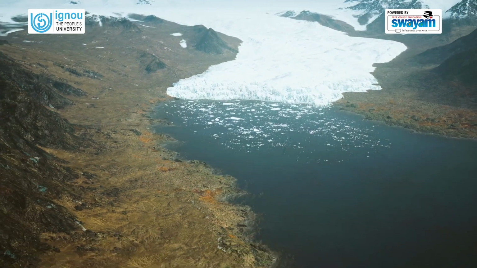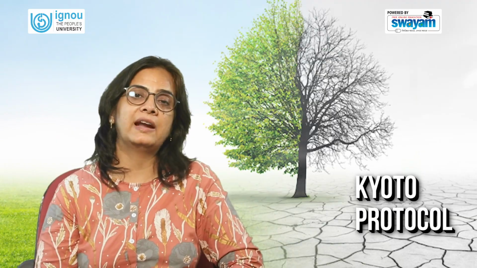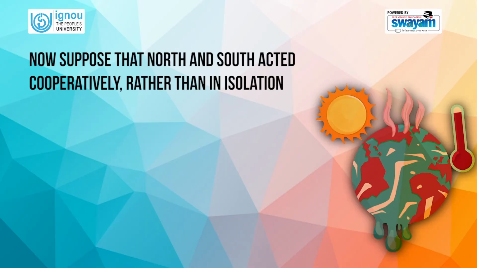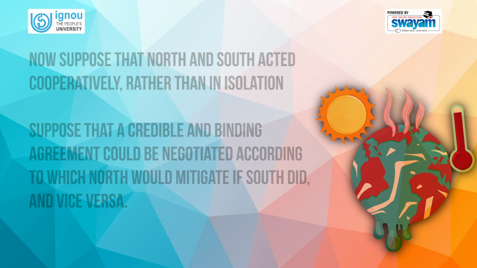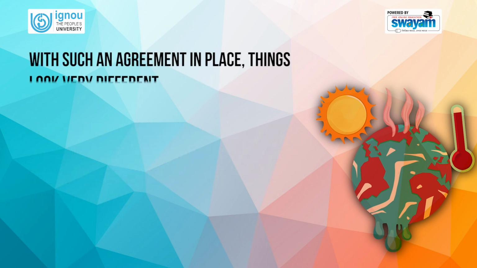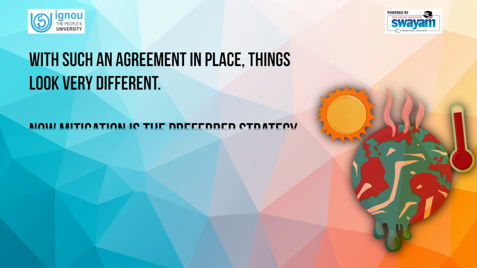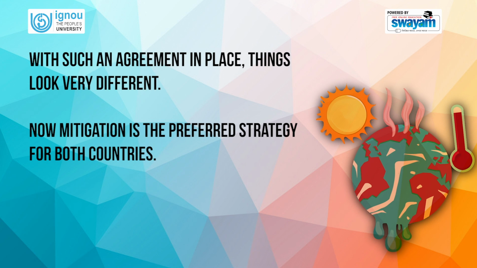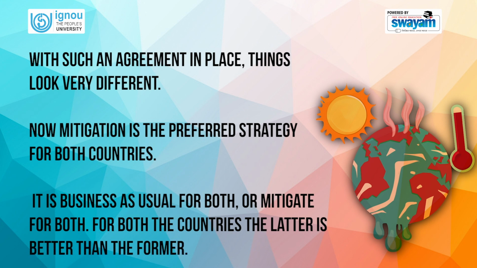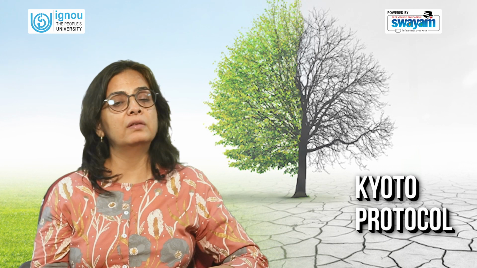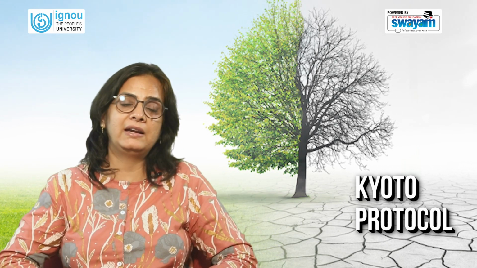Now, I will give you an opportunity to understand this. Suppose there is a credible and binding agreement that could be negotiated according to which North could mitigate and South did too, and vice versa. With such an agreement in place, things might look very different, because mitigation is broadly a preferred strategy not only for North or South but for both of them. So business as usual for both, versus to mitigate, for both the countries, the latter is actually better than the former case. So in that case, we cannot promote business as usual, but have to prepare and promote mitigation as the best strategy. This was the very foundation of climate change discussions that started right from the 1980s.